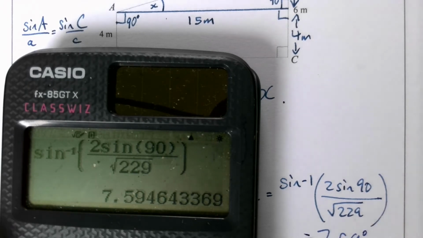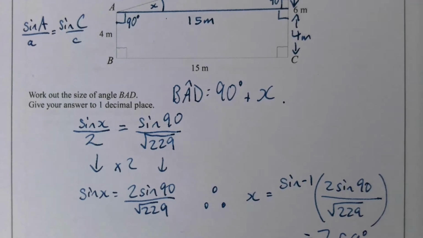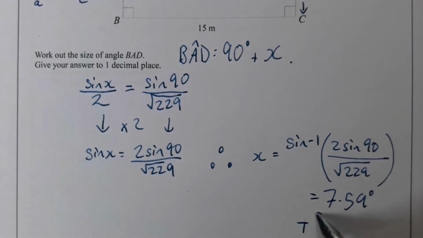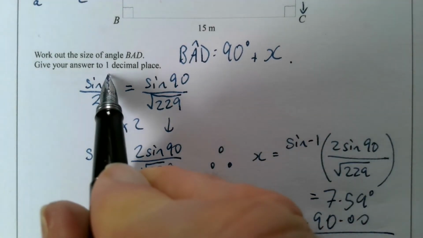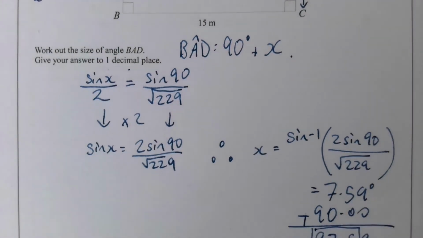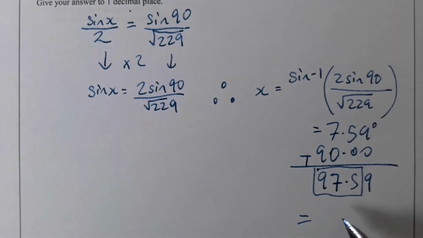7.59 degrees. But that's not my final answer, because remember BAD was 90 degrees plus x, so I'm going to add 90 to that, giving me 97.59, and it says answer to 1 decimal place. That's why I did it to 2 decimal places up till then, so that I can then round it to 1 decimal place, because that 9 makes it closer to 9.6, so it's 97.6 degrees.